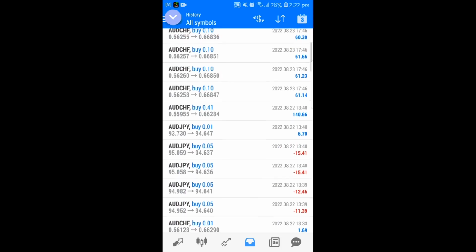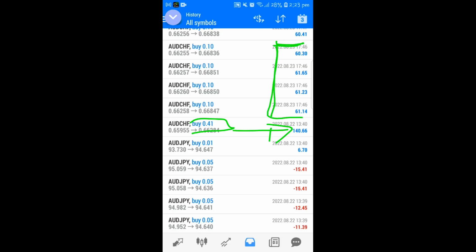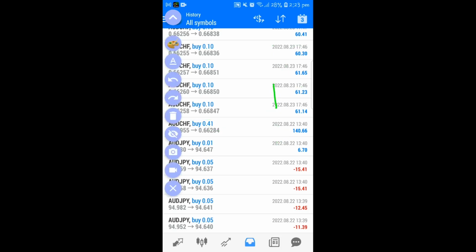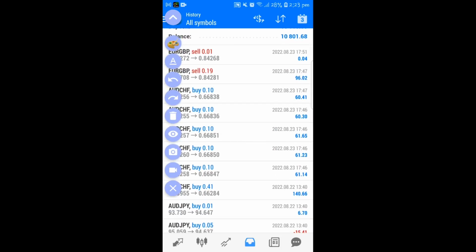And then what happened? I got a very nice setup on AUD/CHF. As you can see, it gave me 1.4%. I scaled in, so we are talking about 1.4%, 1.2%, 1.2%, almost 3% over there. Then you can see it continuing. In fact, this was the killer setup, and I'm going to show you on my charts. This was a very good setup.